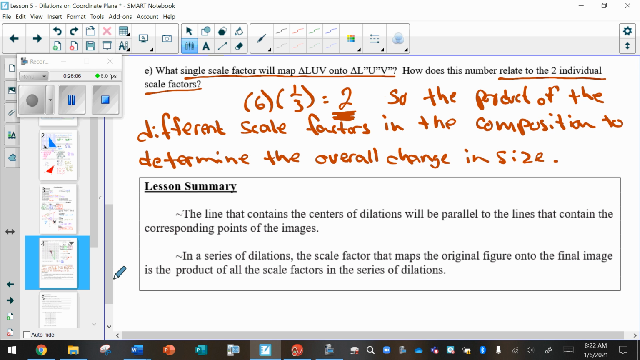So, the line that contains the centers of dilation is parallel to the lines that contain the corresponding points of the images, and in a series of dilations, the scale factor that maps the original figure onto the final image is the product of all the different scale factors in those series of dilations.